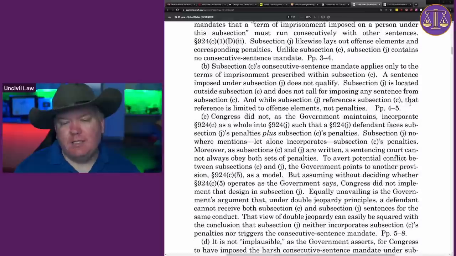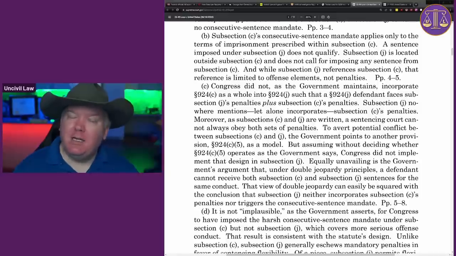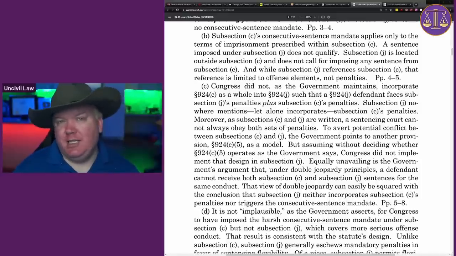Okay. Subsection C's consecutive mandate applies only to terms of imprisonment within the prescribed subsection. A sentence under subsection J does not qualify. Subsection J is located outside of subsection C, which you could probably understand just by reading the terms. Subsection C and subsection J are two different subsections. And while subsection J does reference subsection C, that reference is limited to offense elements, not penalties. So subsection J does incorporate some of C by reference, but not this part of C. It uses the elements of C, but not the penalties of C.